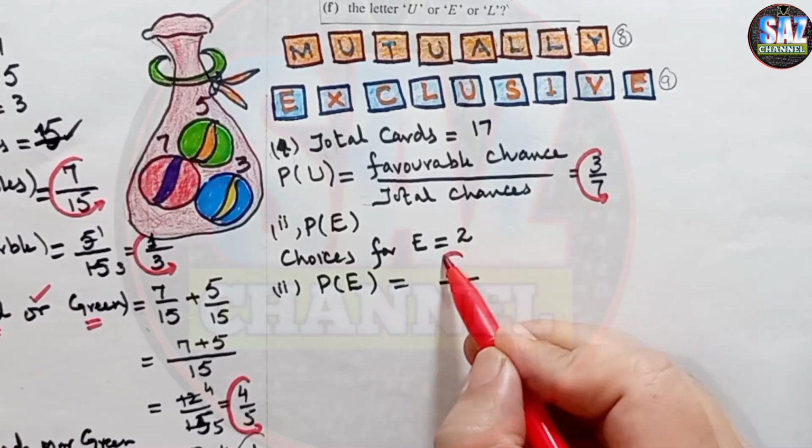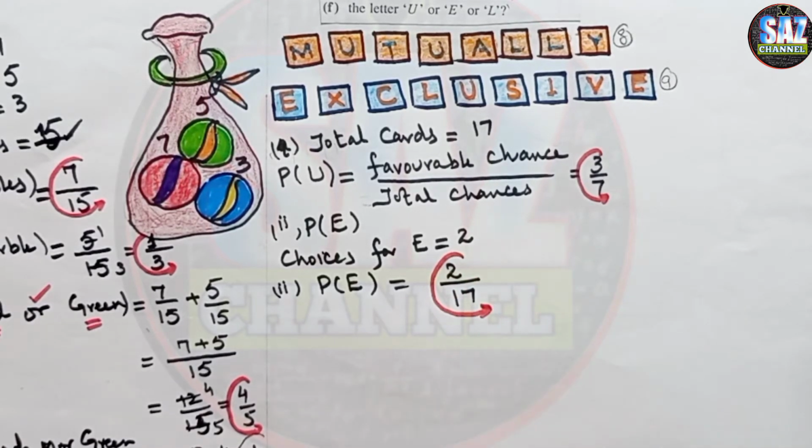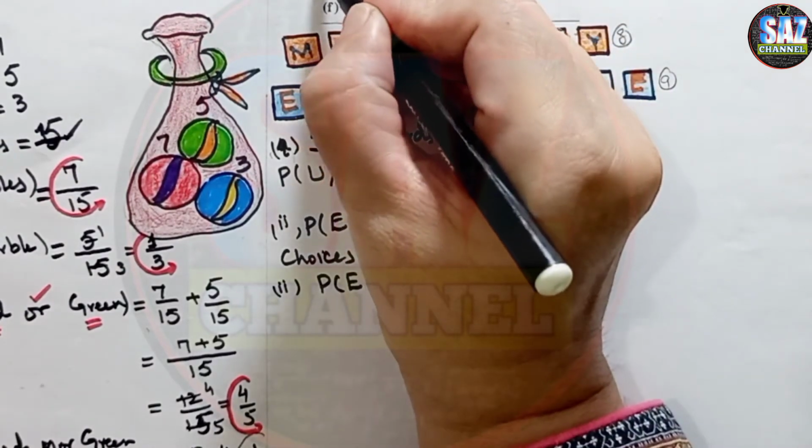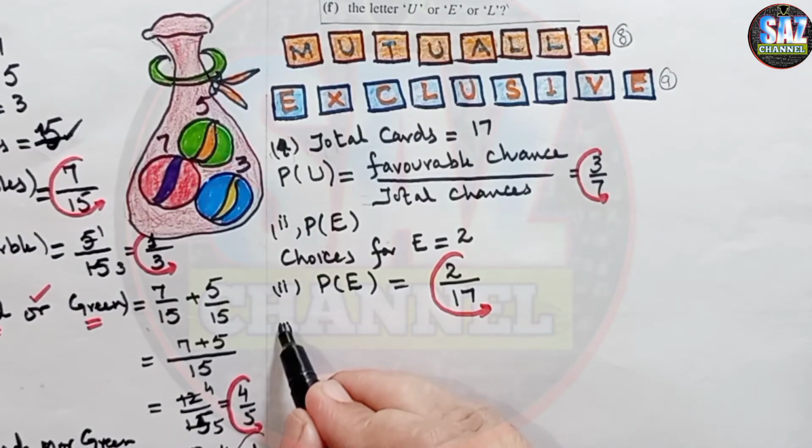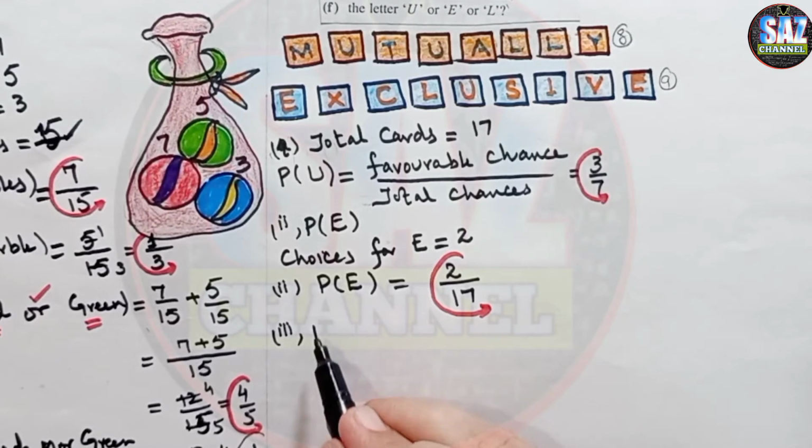And then the third part is that we have to find letter U or E. Letter U or E, this is the third part. And we have to find the probability of U or E.